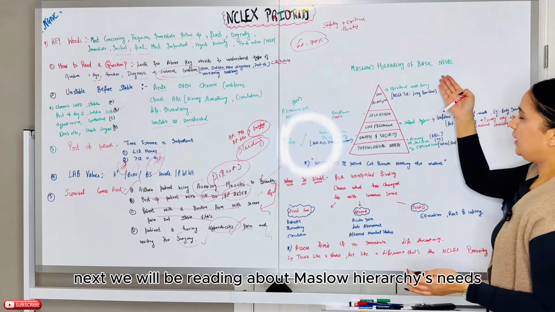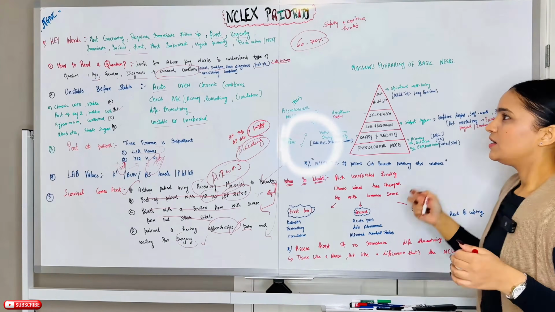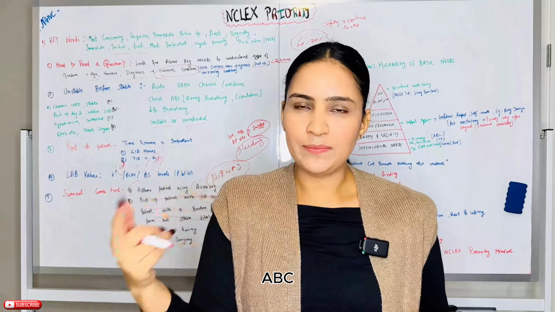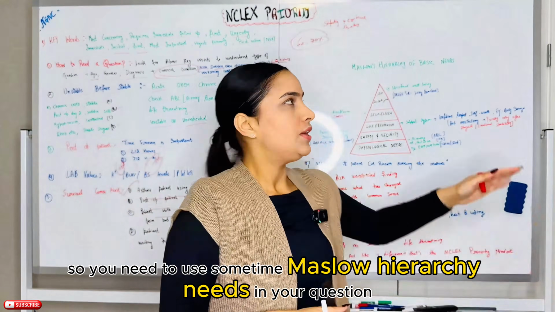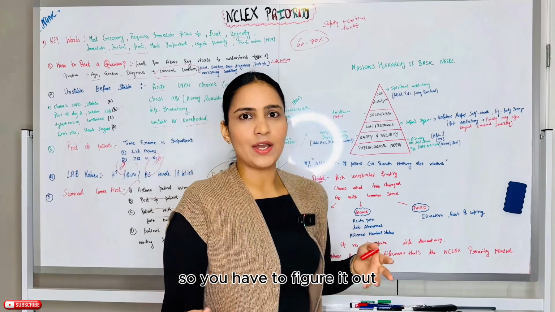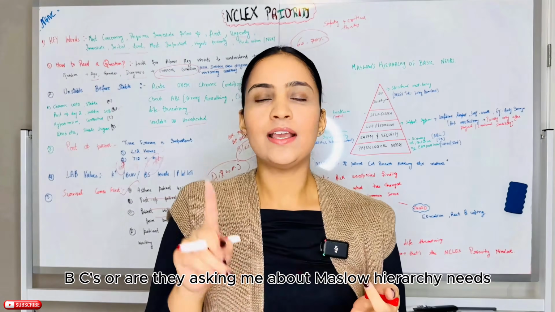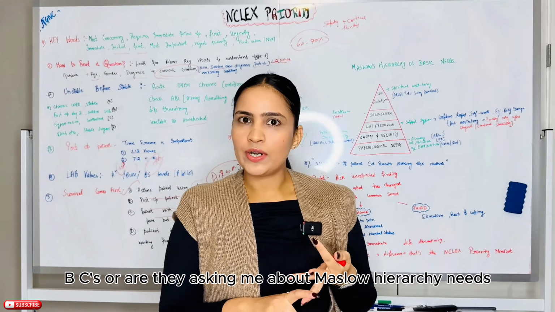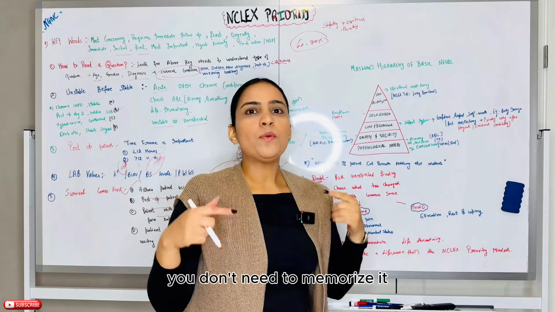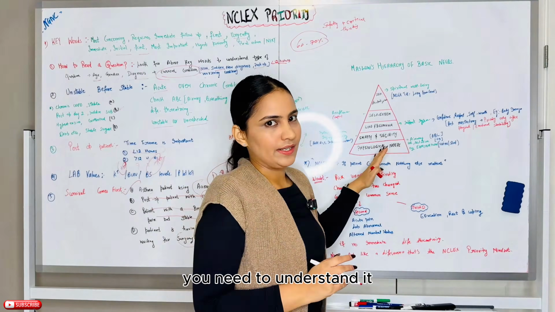Next, we will be reading about Maslow's hierarchy of needs. Sometimes it is not important that you will find the prioritization answer in A, B, C. So you need to sometimes use Maslow's hierarchy of needs in your question. You have to figure it out. Are they asking me about ABCs or are they asking me about Maslow's hierarchy of needs? So I will teach you the easy way to remember this. You don't need to memorize it. You need to understand it.